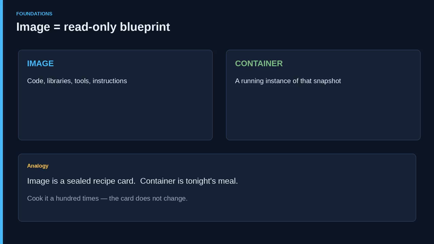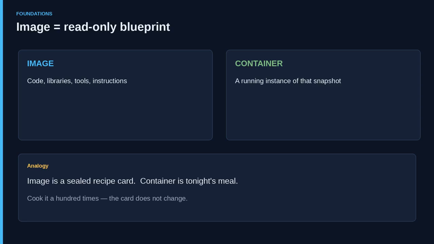A Docker image is a read-only snapshot. It packs application code, libraries, dependencies, tools, and the instructions needed to create a container. It is a blueprint, not a running process. The container is the living instance you start from that blueprint. Change the running container and you have not changed the image. That is why images can be copied, tagged, and shared without dragging a whole machine along.